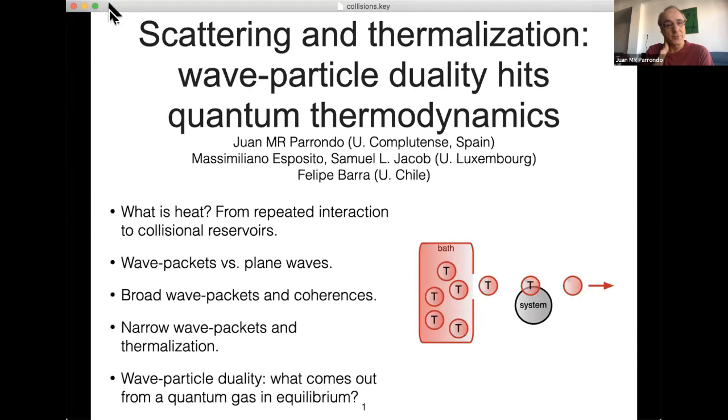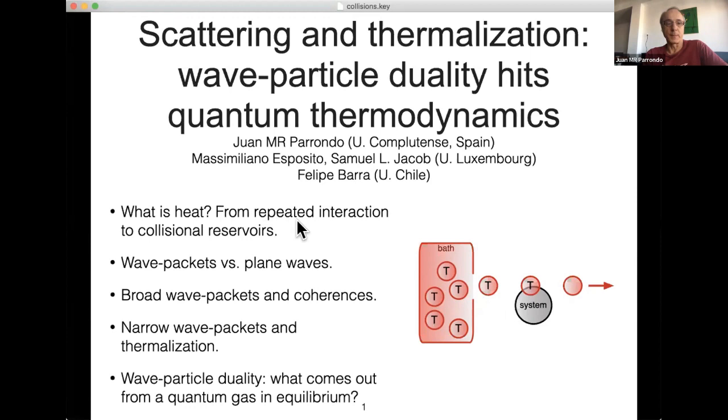The main idea is that we were interested in something called collisional reservoirs or repeated interaction reservoirs. I will take both terms as synonyms. When you want to analyze the behavior of a system in contact with a thermal bath, one possibility is that the system interacts with very small units drawn from the bath at equilibrium. This is repeated, one unit at a time. This is nice because the evolution of the system will be a quantum map. We are talking about quantum systems, but it has some problems that I will address at the beginning of the talk.